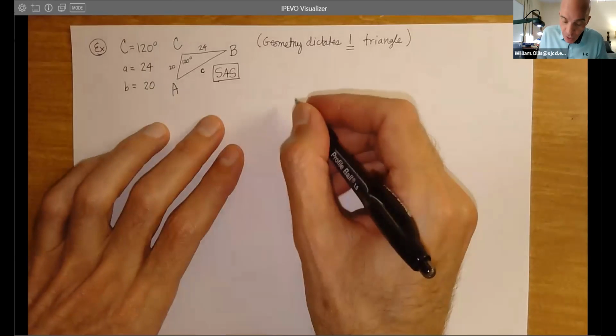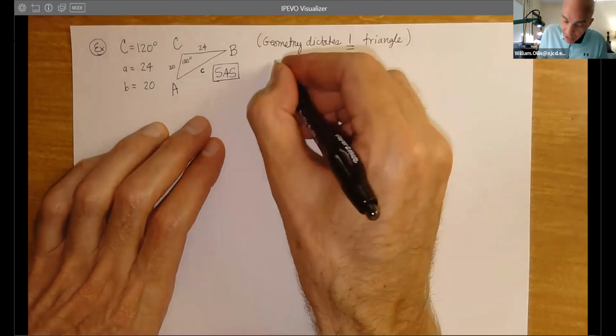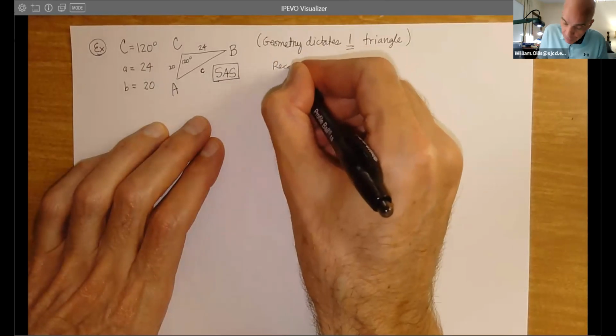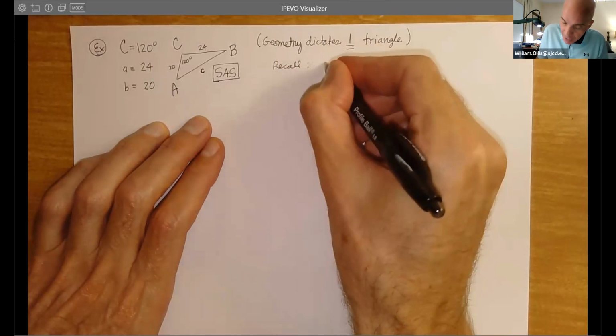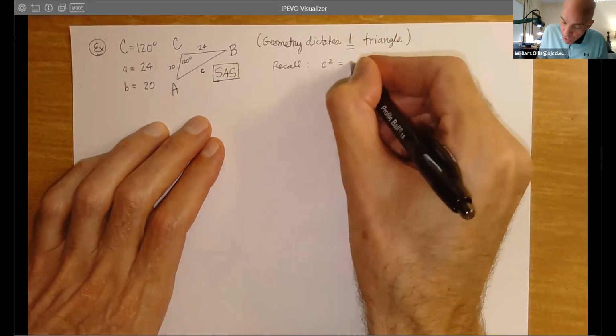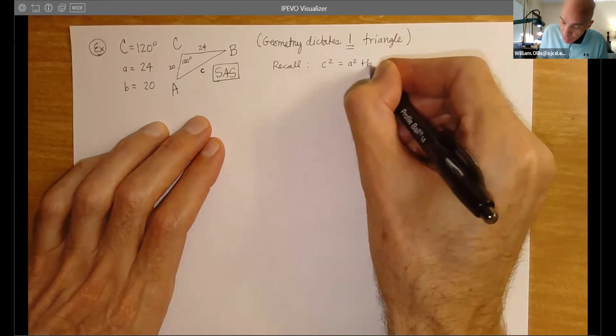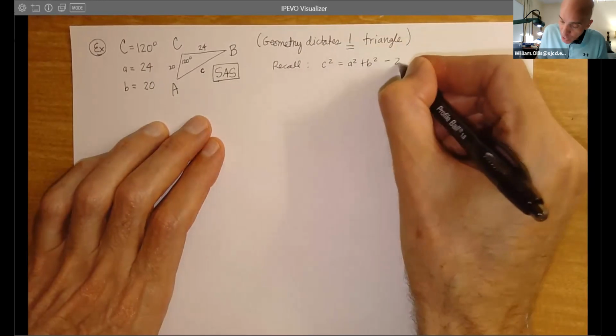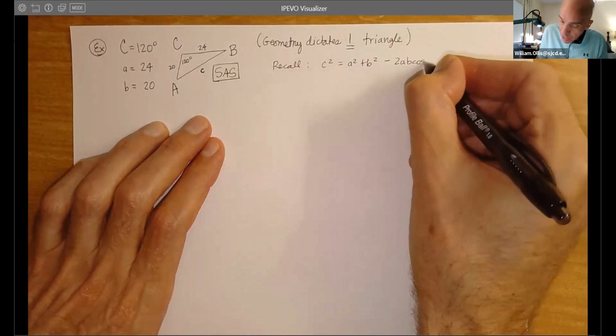So now first, we've got the C here. So we remind ourselves, or recall, that C squared equals A squared plus B squared minus 2AB cosine C.